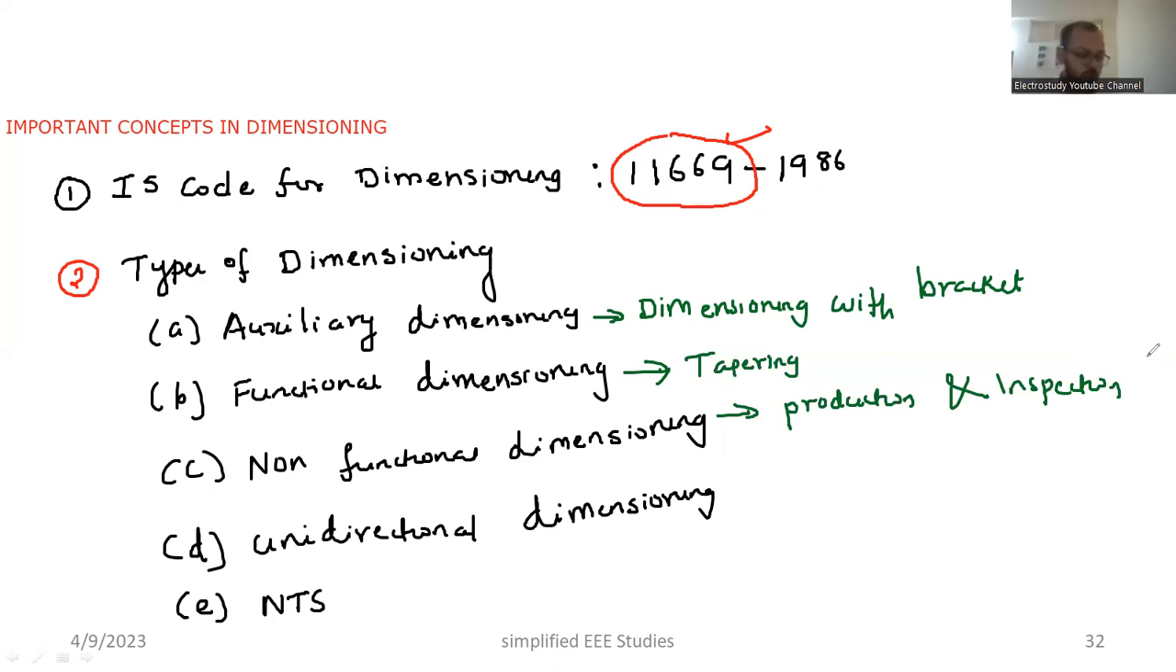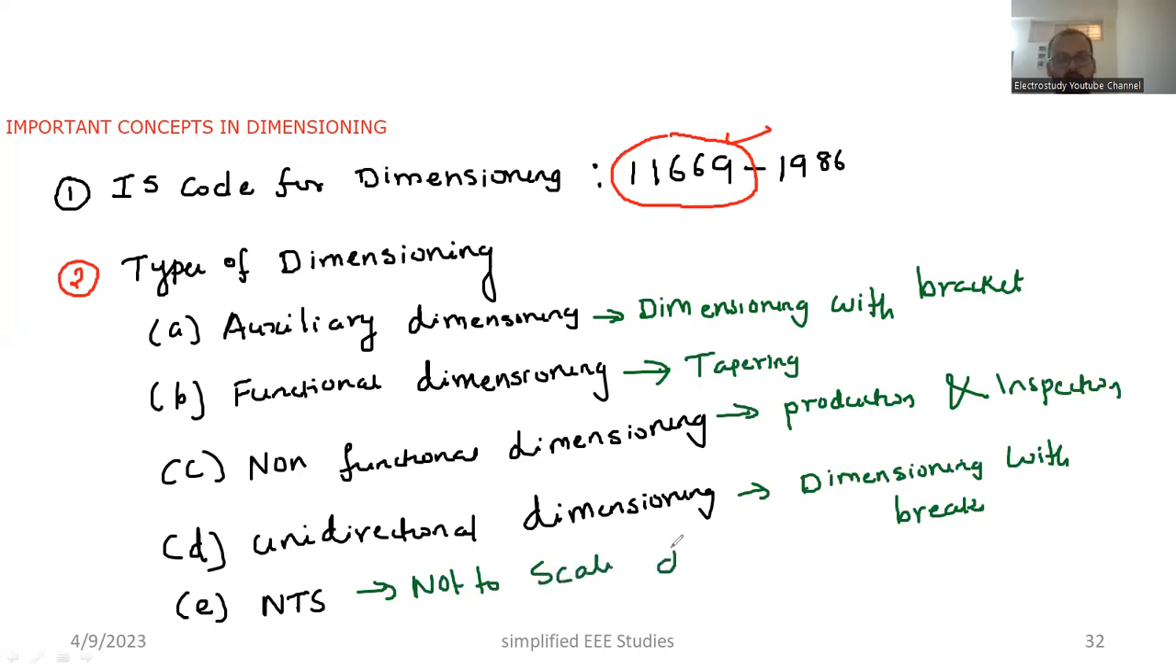Now I would like to add one more point. What is unidirectional dimensioning? Dimensioning with the brakes is known as unidirectional dimensioning. Note this. If I talk about NTS, the full form of NTS is not to scale dimensioning. This point may help you to answer multiple choice questions. So kindly make a note. This is the key fact. Fine.